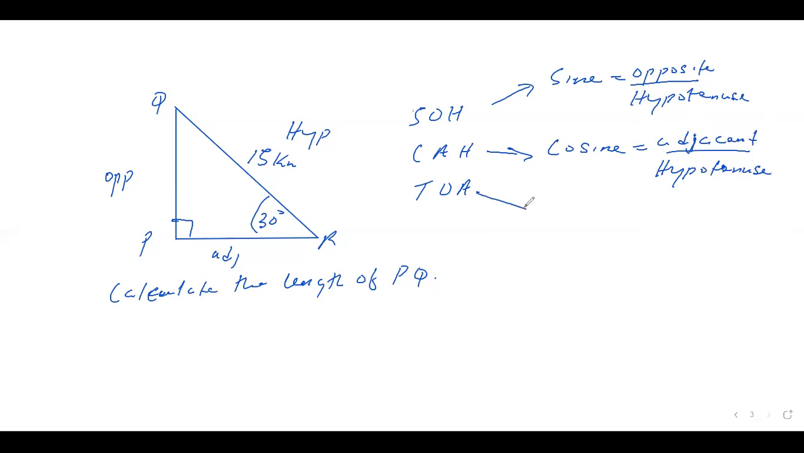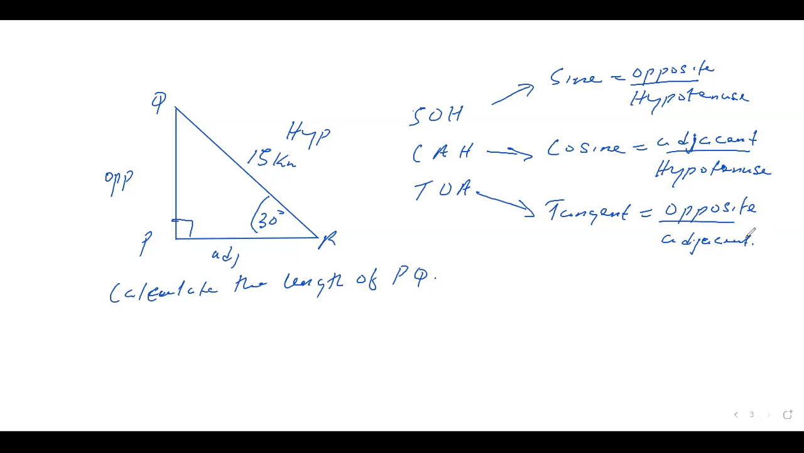And this one is what? Tangent. Right. Opposite. Adjacent. Over what? Adjacent. Are we clear? Now, that's the first thing we have to do.